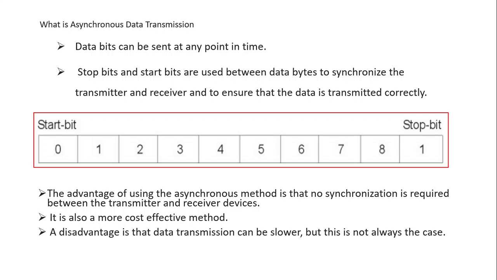That is, there is no common clock governing the receivers and transmitters. It is also a cost effective method since no special hardware is required here, as compared with parallel data transmission. Therefore, it is more cost effective. The only disadvantage of this data transmission is that the data can be slower, but this is not always the case. So I'll summarize here: in serial data transmission the data is transmitted one after another.